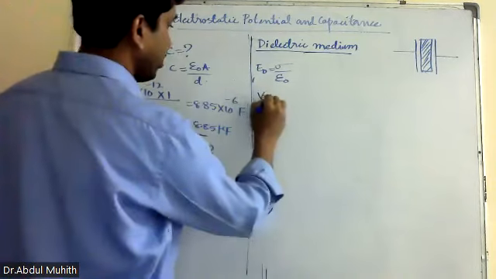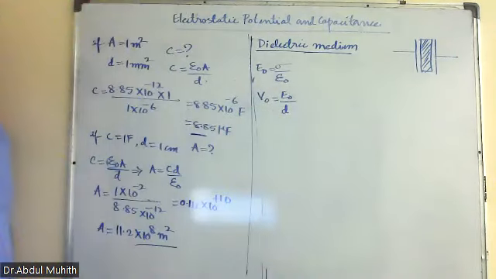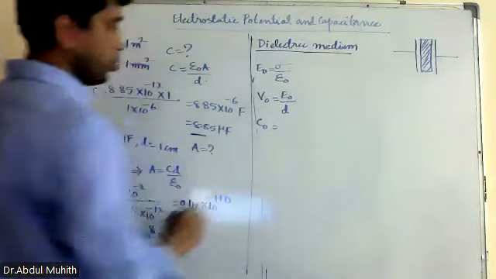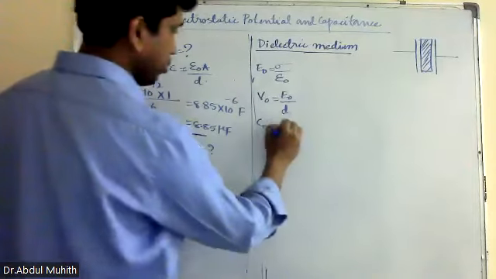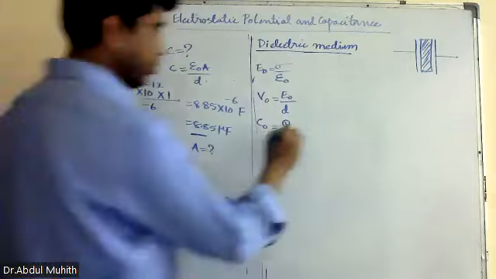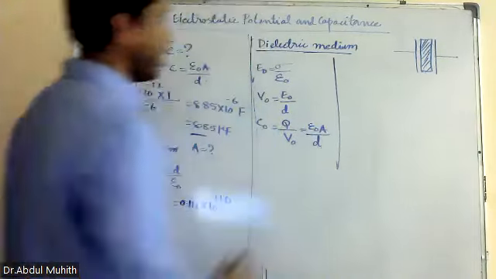Second step is V0 is equal to E0 into D. Third step is C0 is equal to Q by V0, which is also equal to epsilon naught A by D. This complete set is with the air medium.